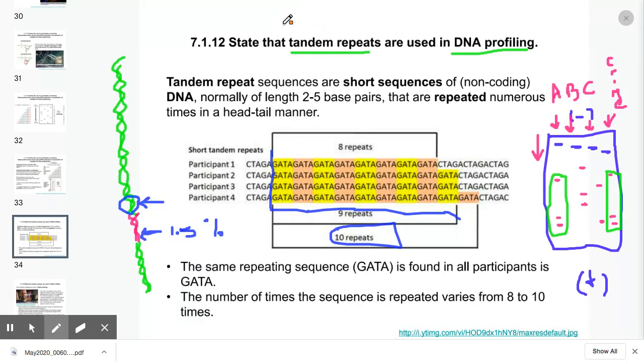So tandem means together, and they repeat often. This is what makes our DNA different, because individuals have different types of tandem repeats and also different lengths of these repeats. So this is how we can get different lengths of DNA. So if we looked at participant number 4 down here, he or she has 10 repeats, where participant 1 has 8, so that would mean that the DNA would stop at different distances along this gel electrophoresis.